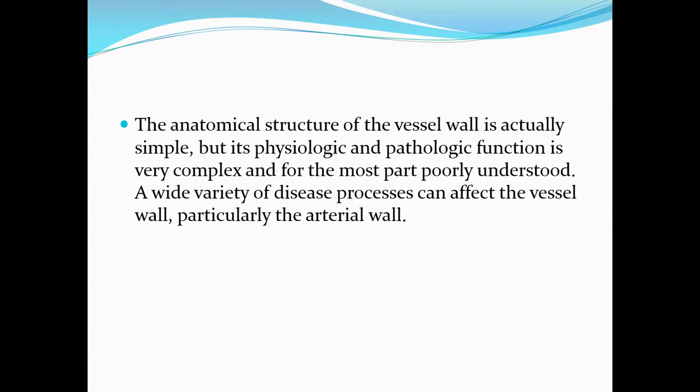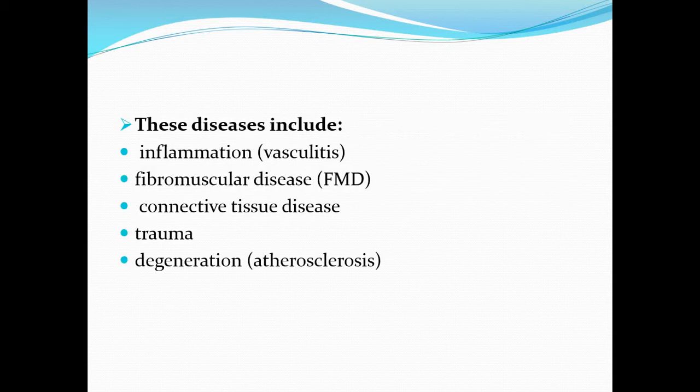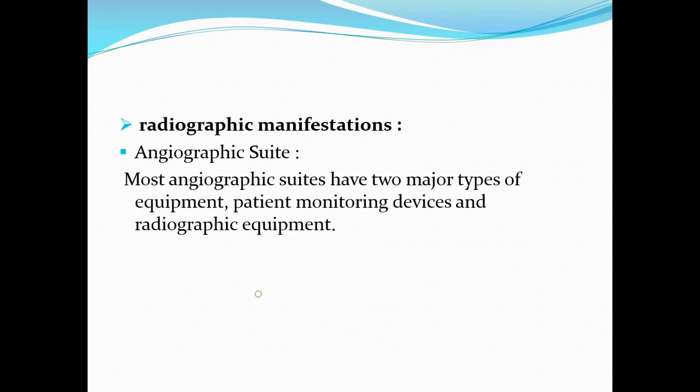A wide variety of diseases can affect the vessel wall, especially the arterial wall. These diseases include inflammation like vasculitis, fibromuscular disease, connective tissue disease, trauma, and degeneration like in atherosclerosis.